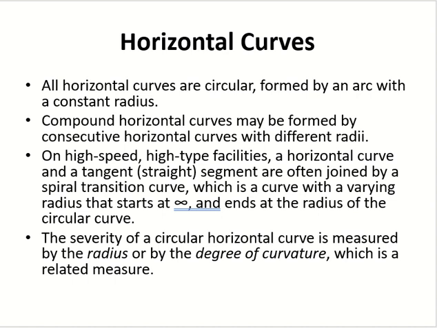It has 2 points, right? The start point and the end point. The end point is the circular curve. So the circular curve must have the radius you have designed, so the end of the spiral transition curve is that radius.